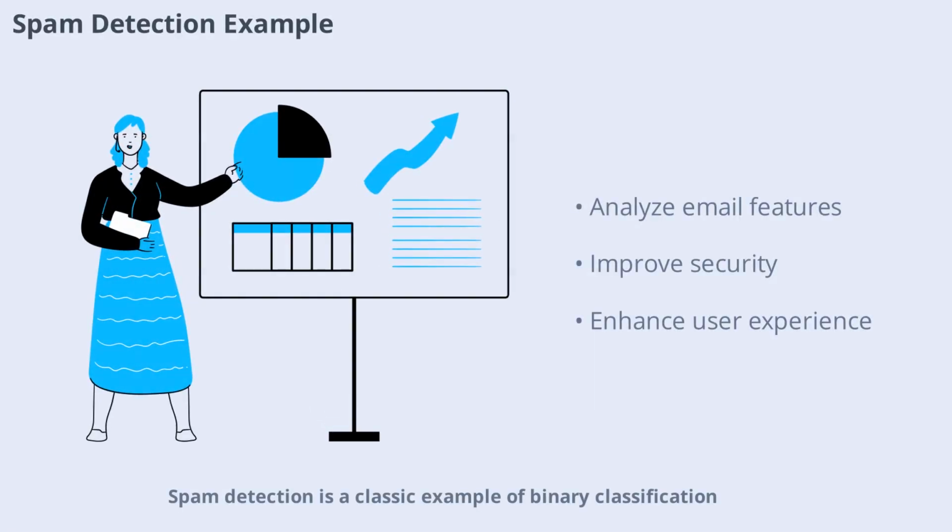Spam detection is a classic example of binary classification. By analyzing features like email content, sender, and frequency, a model can learn to distinguish between spam and legitimate messages. This application highlights the practical value of classification in improving user experience and security.